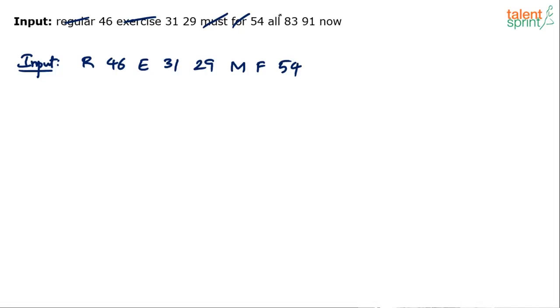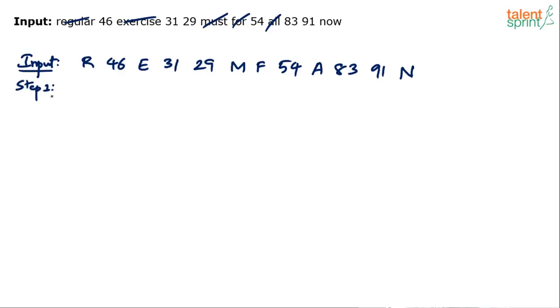What I will do here is, one smart method is, don't consider the words, just take the letters so that it becomes easy to arrange also, right? R, I'll not worry about regular, it's R, 46, then exercise is E, then 31, 29, M, F, then we have 54, we have A, 83, 91, N. You can see that there are more words and more letters and more numbers, so it will take more than 5 steps, I guess. So let's try it out.